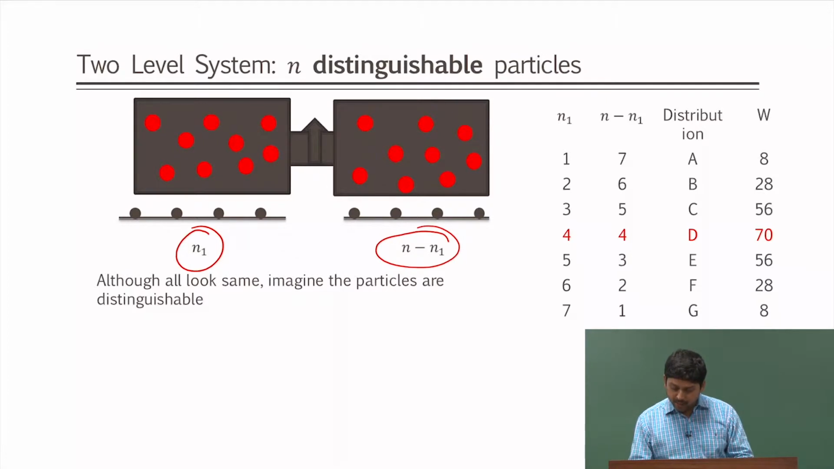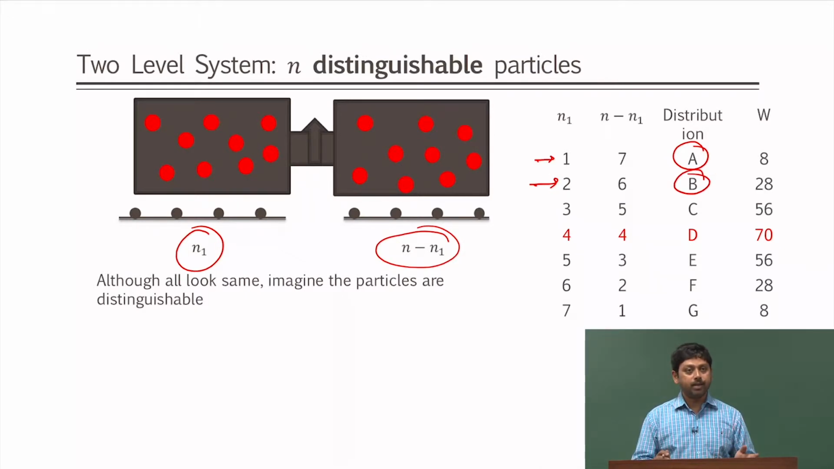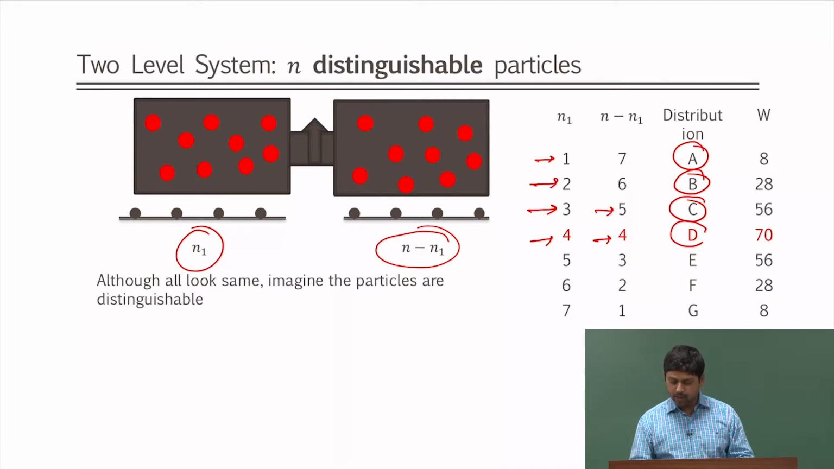I can put one particle in box 1, therefore 7 particles will be in box 2. Let us call that distribution A. That is one way of distributing n particles. I can have 2 particles in box 1 and 6 particles in box 2. That is another way of distributing it. Let us call that distribution B. I can have 3 particles in box 1, 5 particles in box 2, distribution C, 4 particles in box 1, 4 particles in box 2, distribution D.